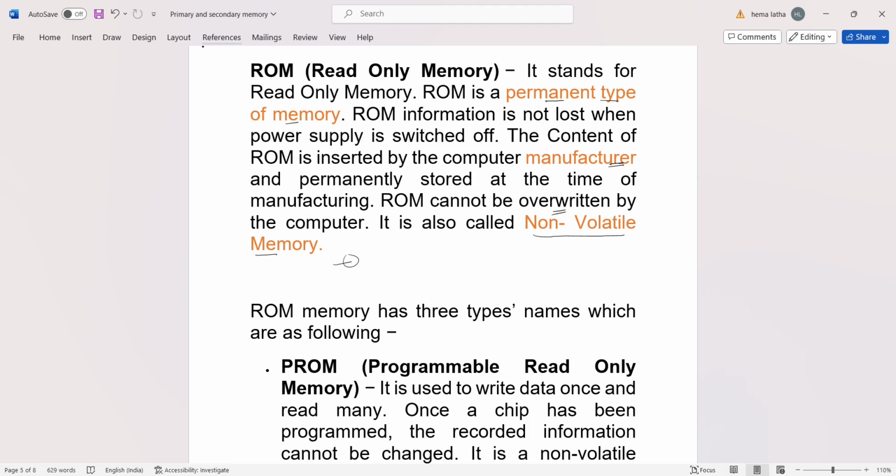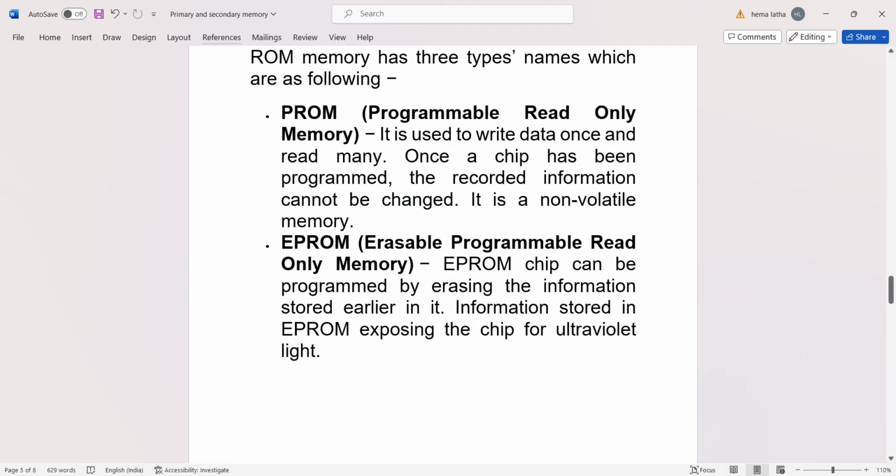Next we are going to discuss the types of ROM memory. ROM memory is of three types, I said. First one is programmable read only memory. What is the meaning of that? We can write the data once and we can read it many times. Only once we have to write the data, but afterwards we can read it many times. Once the chip is programmed, meaning the information is recorded, later we cannot change it, and it also belongs to non-volatile memory only.